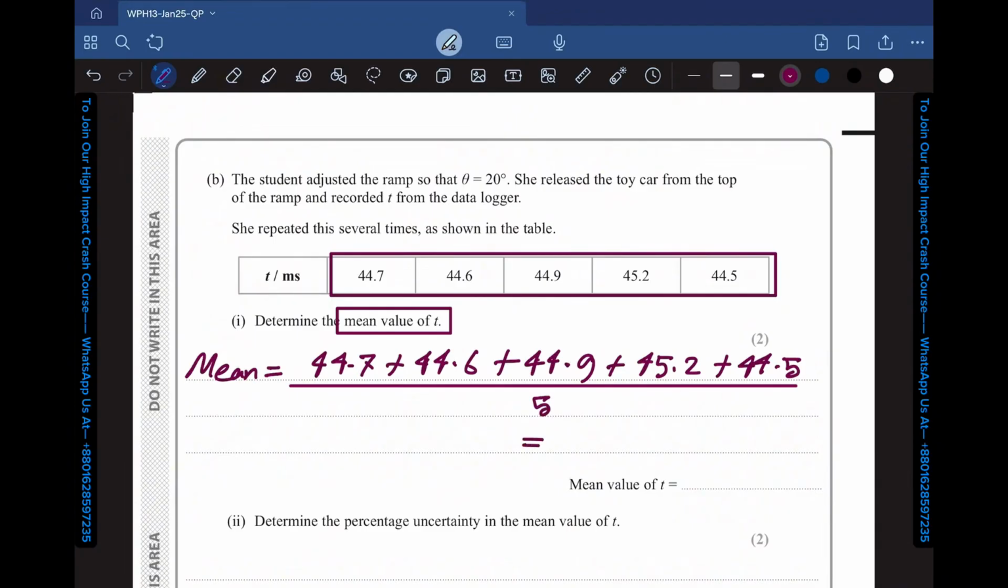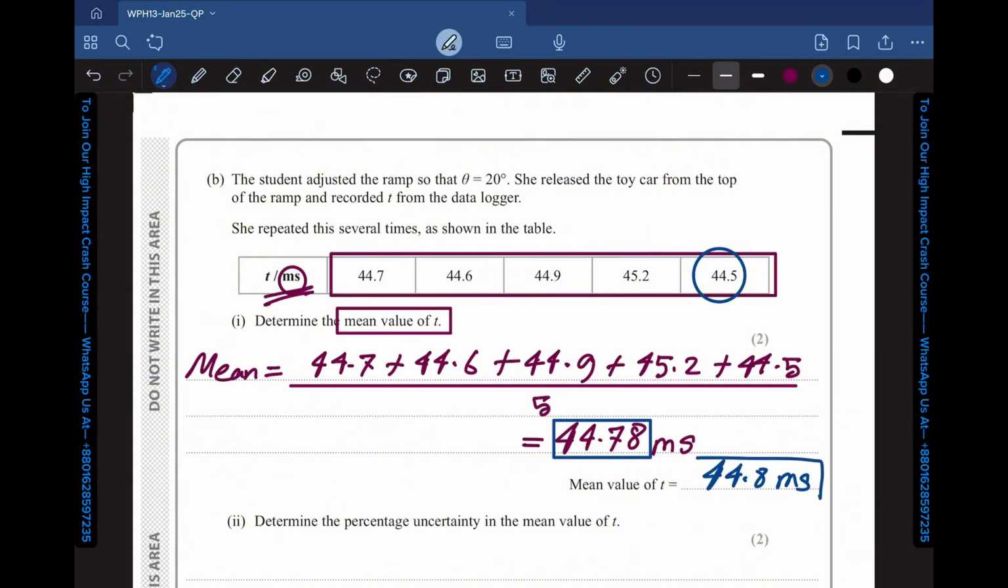And if we divide them, we will get our value as 44.78 ms, as they have calculated the time in ms. So don't forget to write this ms. Now we cannot keep our answer in 4 significant figures because the data provided are all in 3 significant figures. So we will write it down as 44.8. Never ever mess up in this position, because messing up in the significant figures will make you lose 1 or 2 marks in every question.